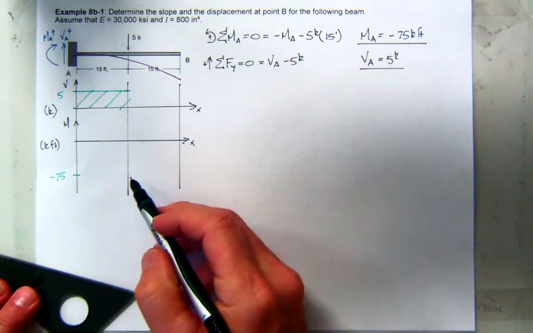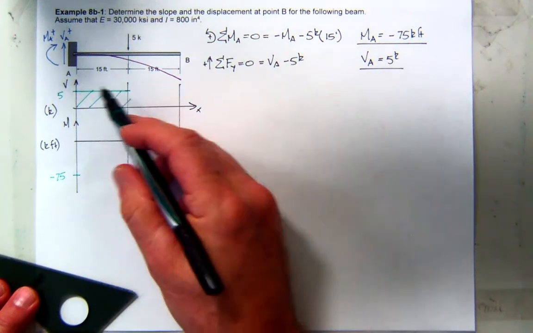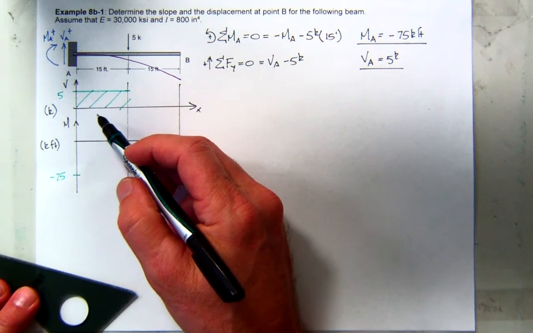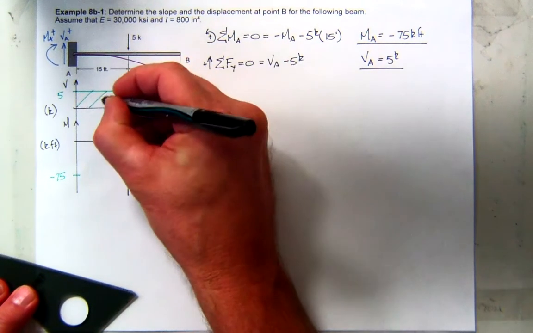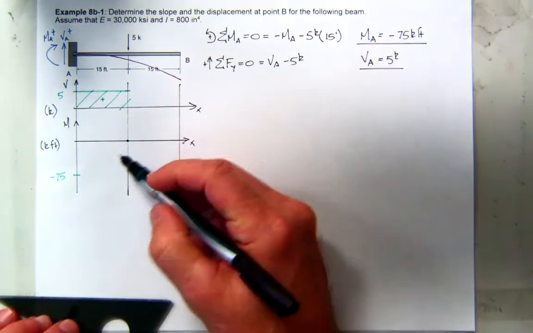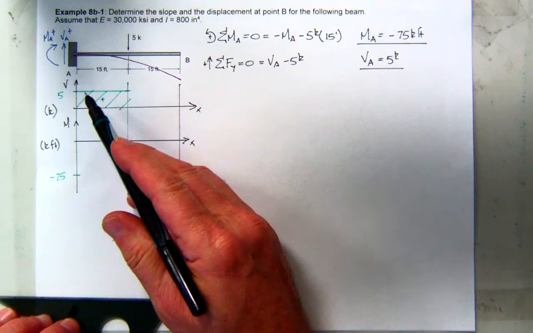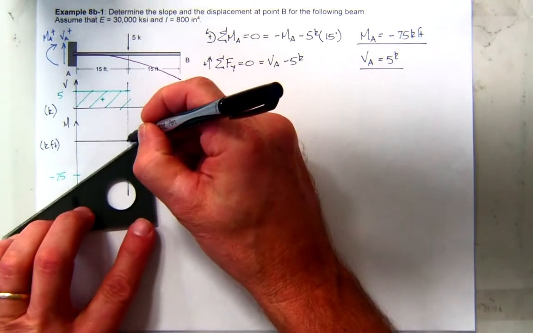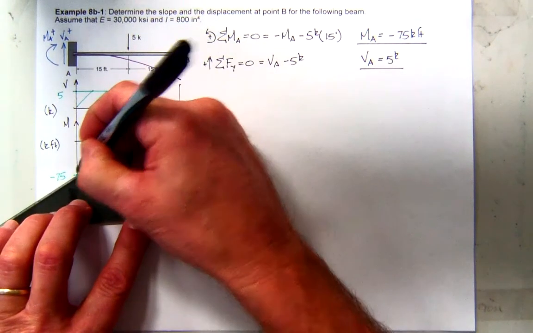The change in moment over the first 15 feet is the area in the shear diagram, which is 75. And it's positive, right? So negative 75 plus 75 is 0. The slope is equal to the load, the shear, which is positive and constant. So there's our shear, there's our moment diagram.